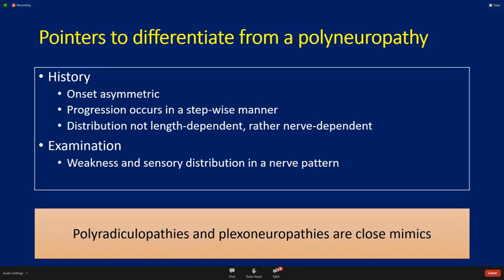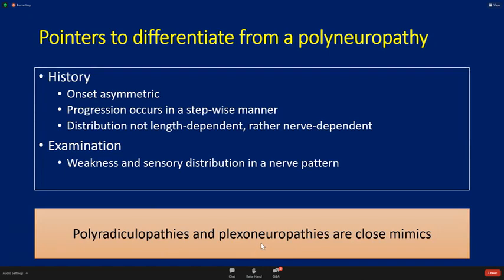Secondly, progression can occur in a stepwise pattern for a mononeuropathy multiplex, which means that today a patient may have an ulnar weakness which progresses for 1 month and then stops. So it stabilizes for about 6 months and then there is involvement of the opposite median nerve. So that kind of stepwise progression would indicate a mononeuropathy multiplex. Distribution is not length dependent, rather nerve dependent. So the upper limbs may be affected more than lower limbs. Proximal may be affected more than distal. There is no reason why it should follow any particular distribution.